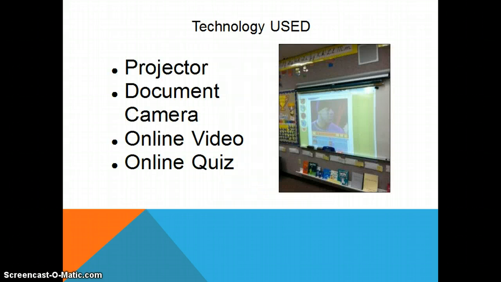The technology that I used in my lesson included the projector, the document camera, and the online video and quiz. I used the projector for the online video and quiz towards the beginning and middle of my lesson, where it served as the intro and the guided practice. The document camera was used for showing the students the worksheet that they would be doing and clarifying exactly what they needed to know to complete it.